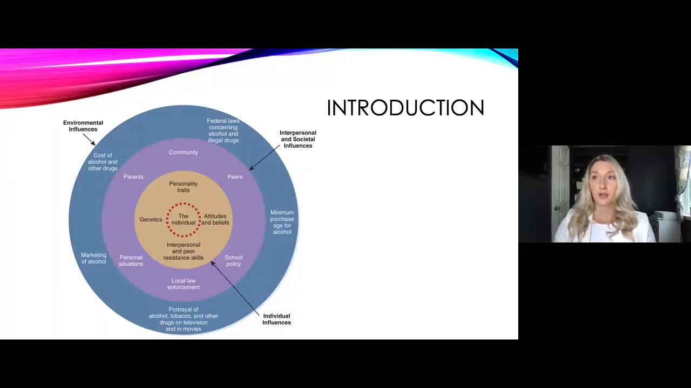And then our outer circle is going to be the environmental influences. So looking at the cost of alcohol and other drugs, how is alcohol marketed? We've learned that colleges and different organizations have attempted to stop the marketing of alcohol on college campuses, since most of those individuals are not of the drinking age. How is alcohol and drug use portrayed on television, in the media, in movies, in music? What is the minimum age for purchasing alcohol? And then also including in that federal laws that concern alcohol and illegal drug use.